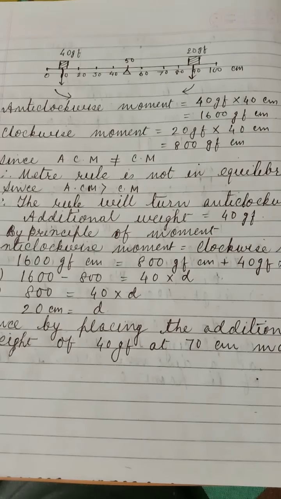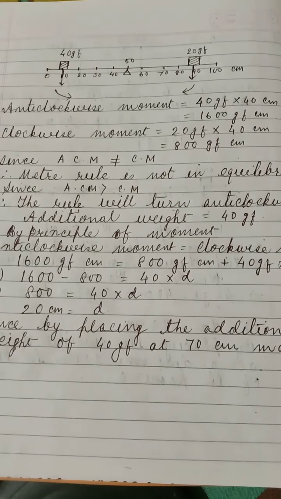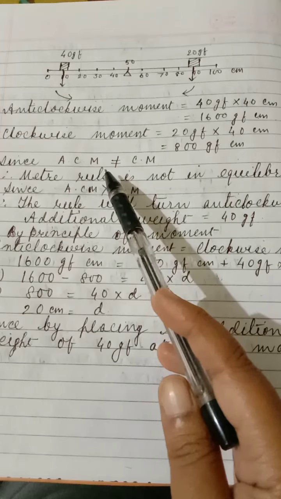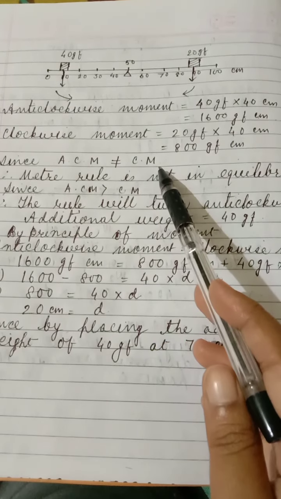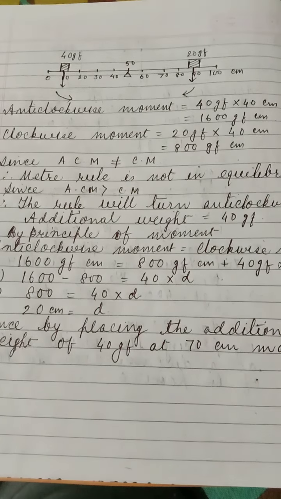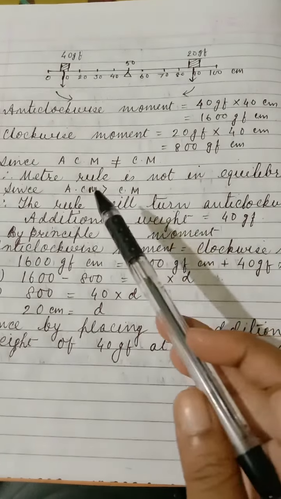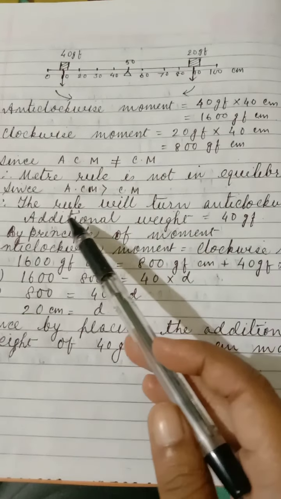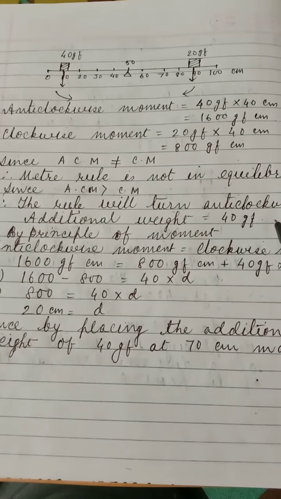The additional part is, if not, how will the meter rule turn? Here we found the anti-clockwise moment is not equal to the clockwise moment, so the meter rule is not in equilibrium, but in which direction will it turn? Since the anti-clockwise moment is more than the clockwise moment, the rule will turn anti-clockwise.